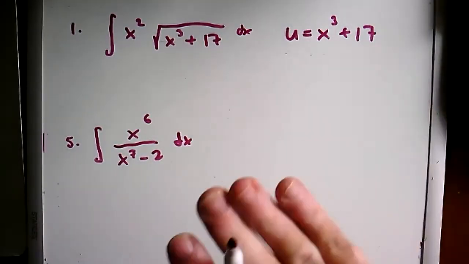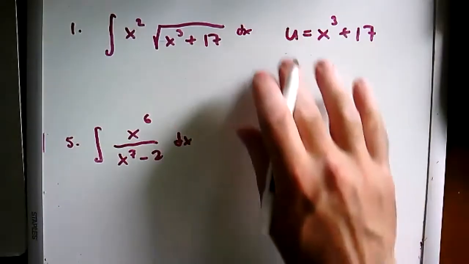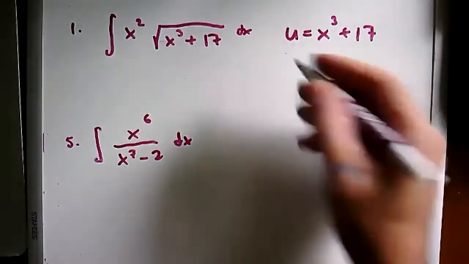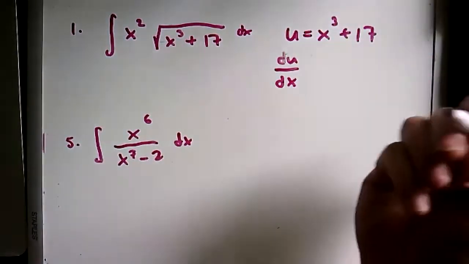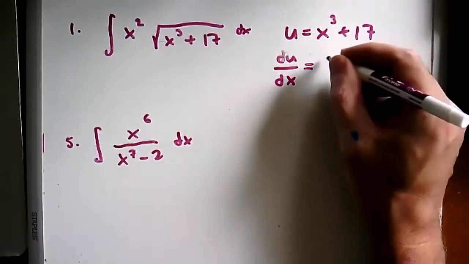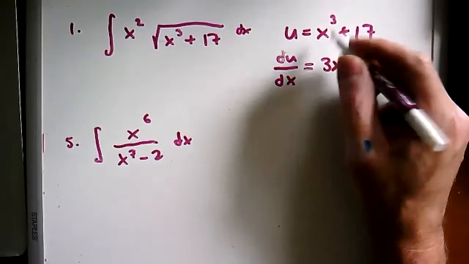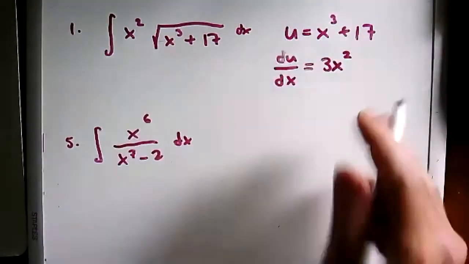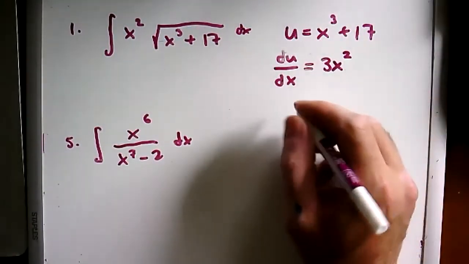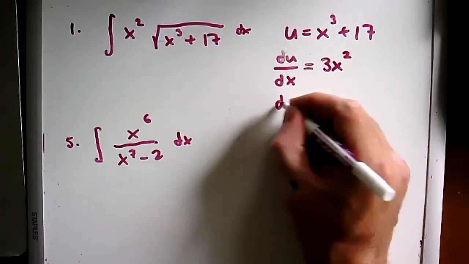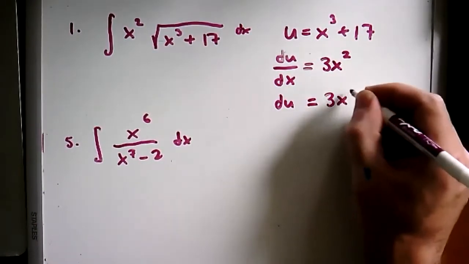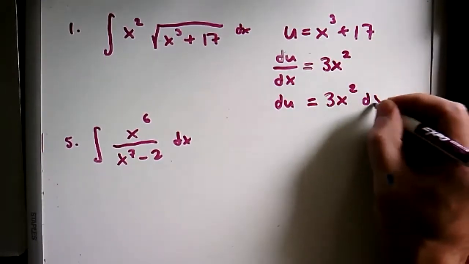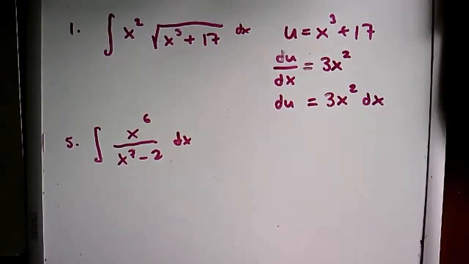And again, the video might be very, very slightly different in these first couple steps. I like to write out the following, like du dx, so the derivative of u with respect to x equals 3x squared. And then as a separate step, I now multiply both sides by dx. Some people prefer to do that all at once and just write like du equals 3x squared dx. Either one of those is fine.